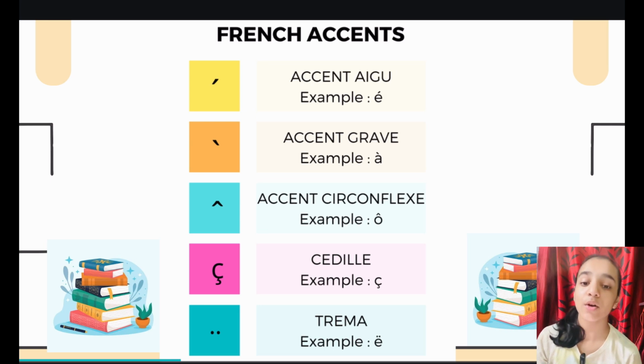First is accent aigu. It's like a line, as you can see, diagonally. Next is accent grave. It's the opposite of that line. Next is accent circonflexe. It's like a cone. Accent cédille. It's like a C with a 5 below it. And the accent tréma with 2 dots. Let's see them one by one.